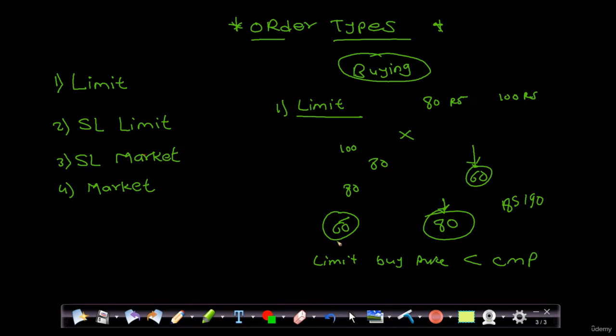Now how does it work on the selling side? Suppose the market is at 80 rupees and you want to sell at 100 rupees, then it will work directly. So a limit order works on the selling side only if the limit sell price is greater than the current market price. If you place a limit sell order at 70 rupees when the market is 80 rupees, it will directly sell at the current market price, whatever it is running at.